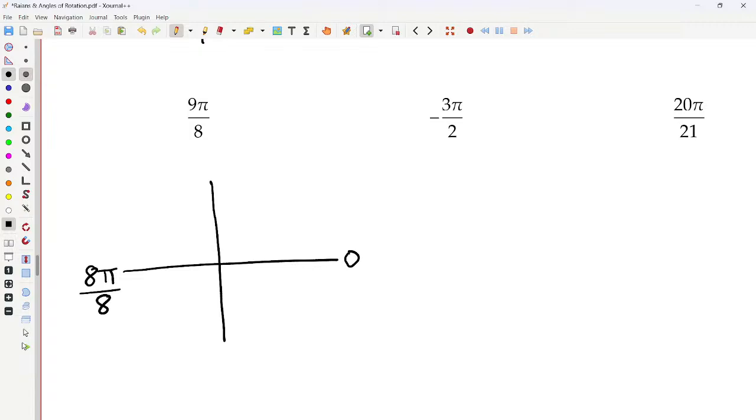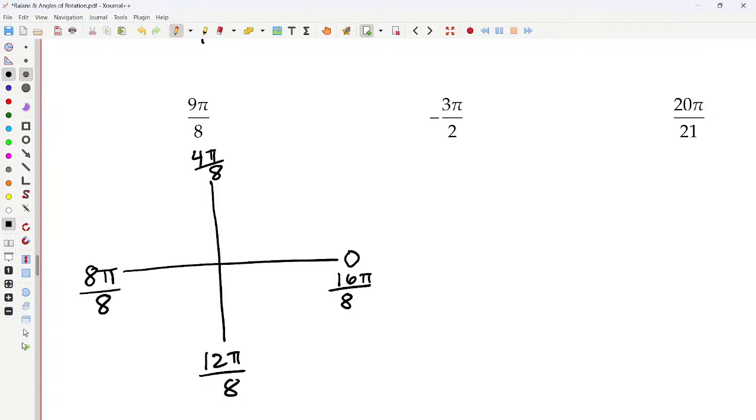A smidge more. If I lost you, this is 4 out of 8, also known as pi over 2. 1 pi. I'll go over here. A full circle is 1 rotation, is 360 degrees, is 2 pi. But know that 2 is the same as 16 out of 8. 4 out of 8. 8 out of 8. 4 and 4 more and 4 more and 4 more. So that means this is 12 out of 8.